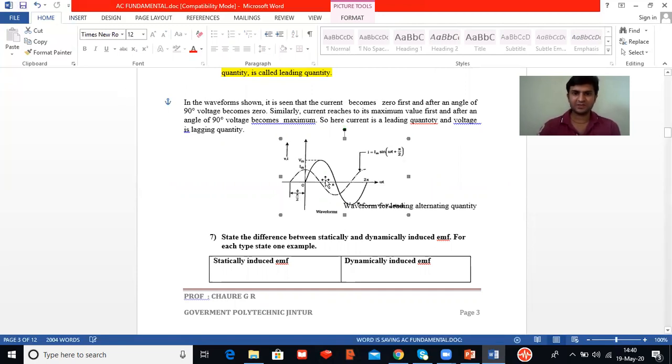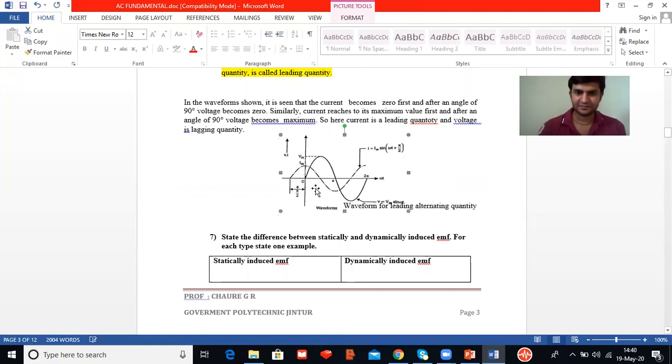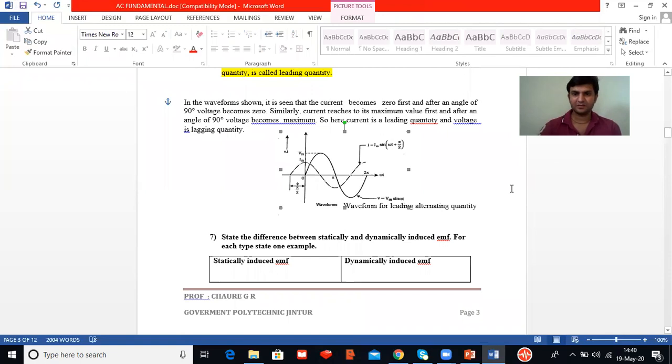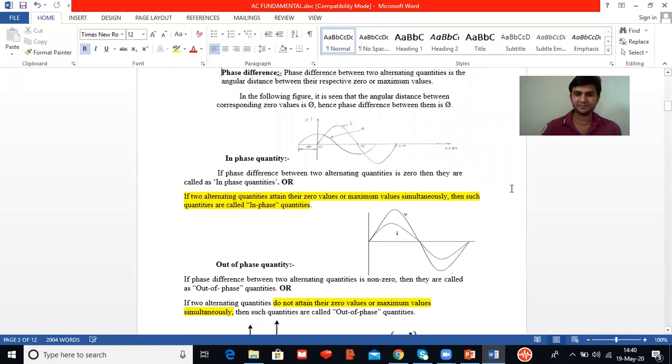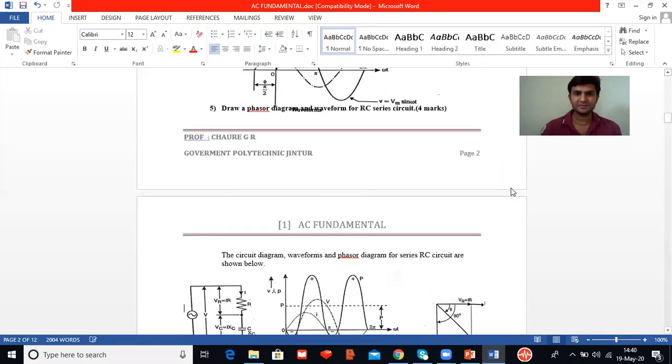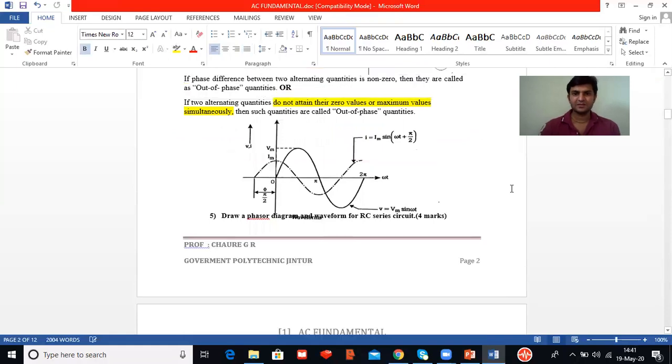Waveform for both, see here. Here we can also explain the leading and lagging alternating quantity. See here, this voltage and current. Voltage is started at the zero crossover point. This is the voltage waveform.